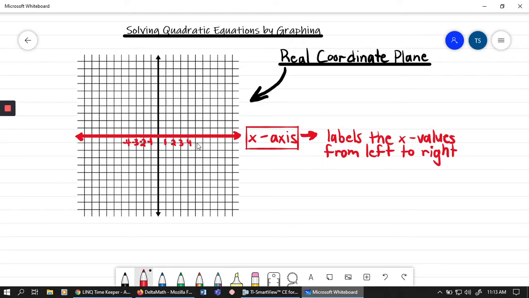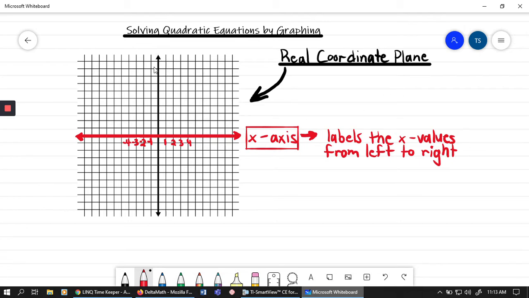As you can see here, it is the line that I have outlined in the color red. So that's the x-axis. That's one component: these x values that go from left to right. That's one component you've got to know about when you're dealing with coordinates in the real coordinate plane.